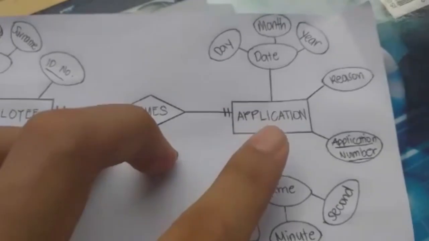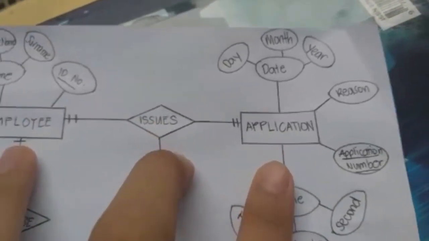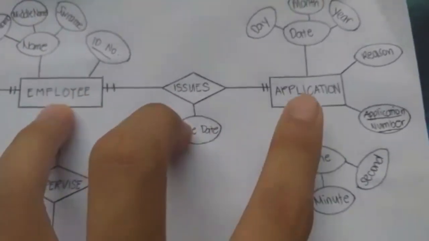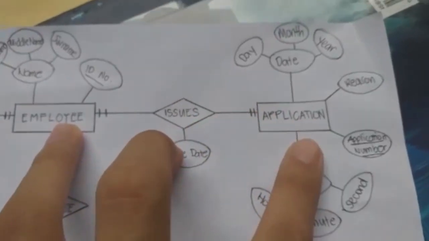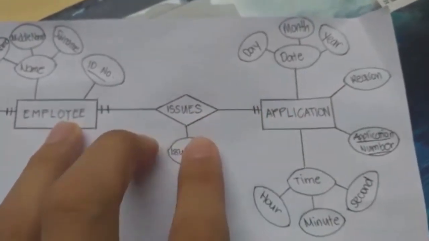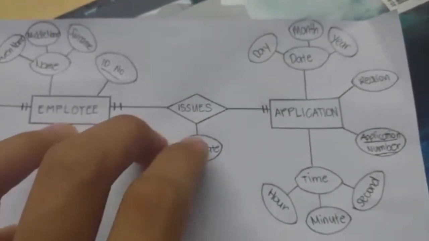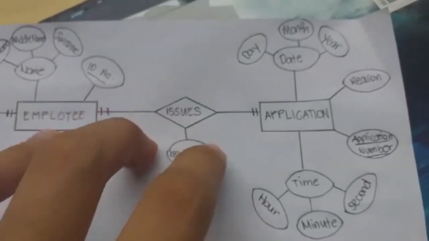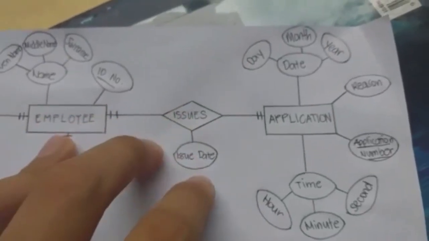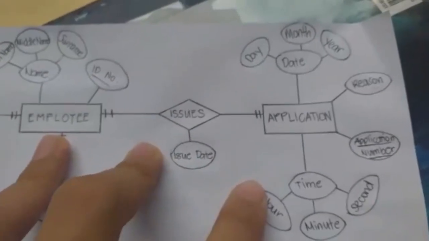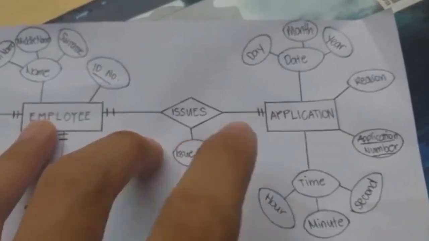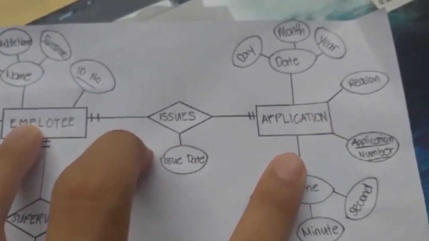Now we have an application entity which has a relationship to the employee. The employee issues the application, and the application was issued by the employee. Now the relationship, which is the issues, has an attribute which is the issue date. When did the employee apply for a leave application?